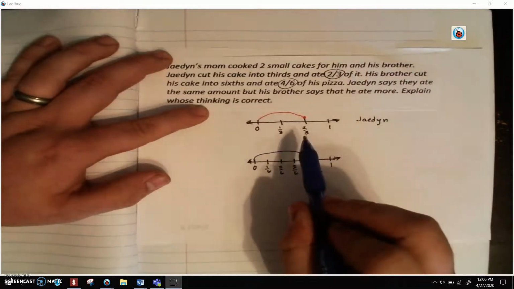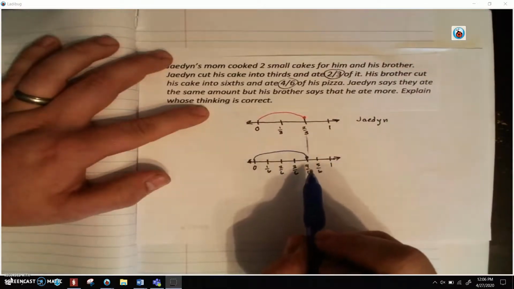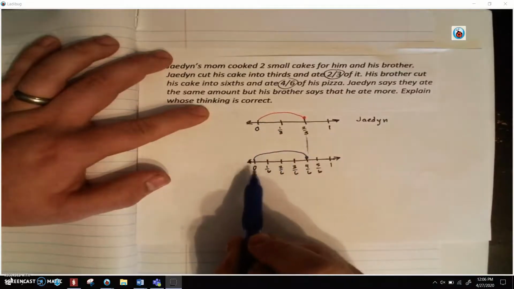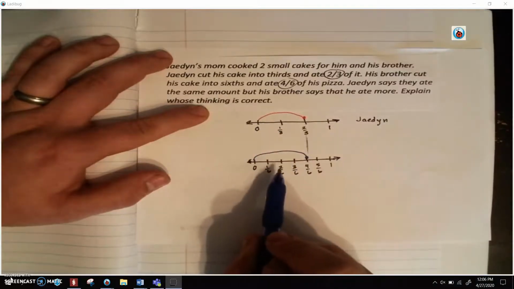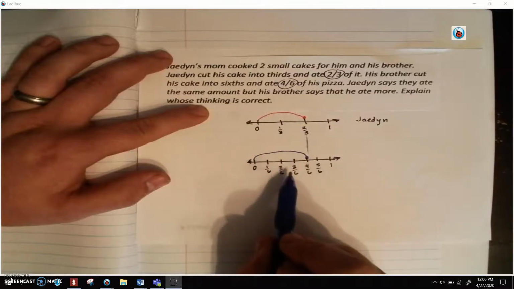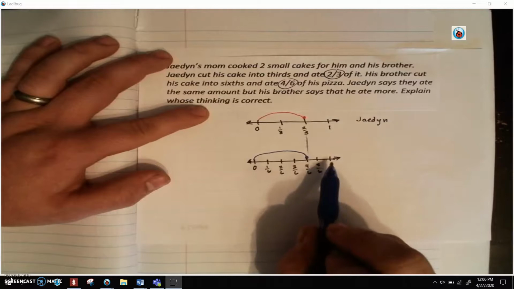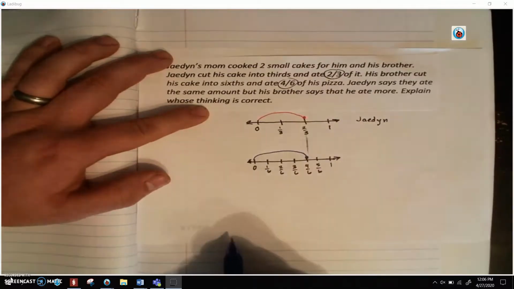So when I'm comparing these, I can see on our number line here, they both ate the same amount. So 2/3 is the same thing as 4/6. I can also look at it further. If I look at 1/3, I see that 2/6 is the same thing as 1/3, and then 4/6 is the same thing as 2/3, and I can see that 6/6 would equal 3/3.